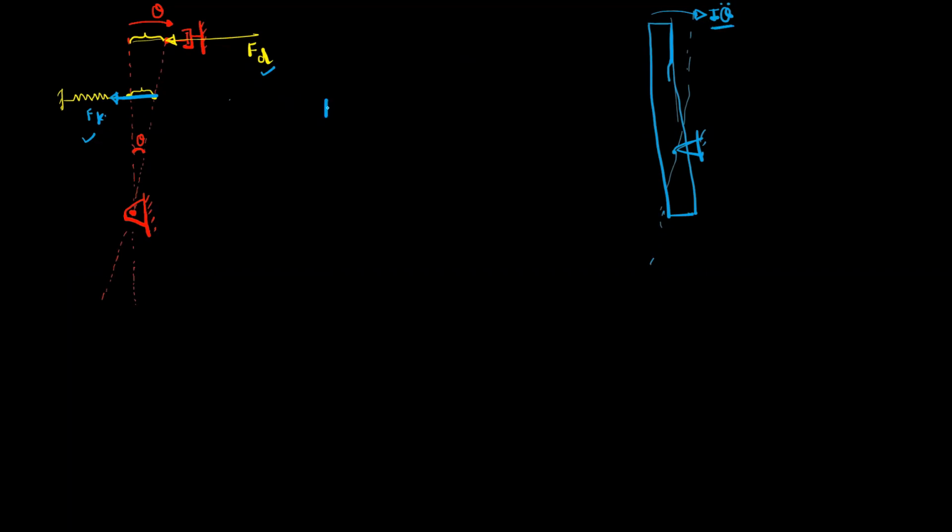So in Newton's second law, the summation of torque, these are the external torques, is equal to the inertia torque. This inertia torque directly will be I theta double dot. So I will show this vector. This is I theta double dot, and it is in the clockwise direction, so we should write this as a minus.